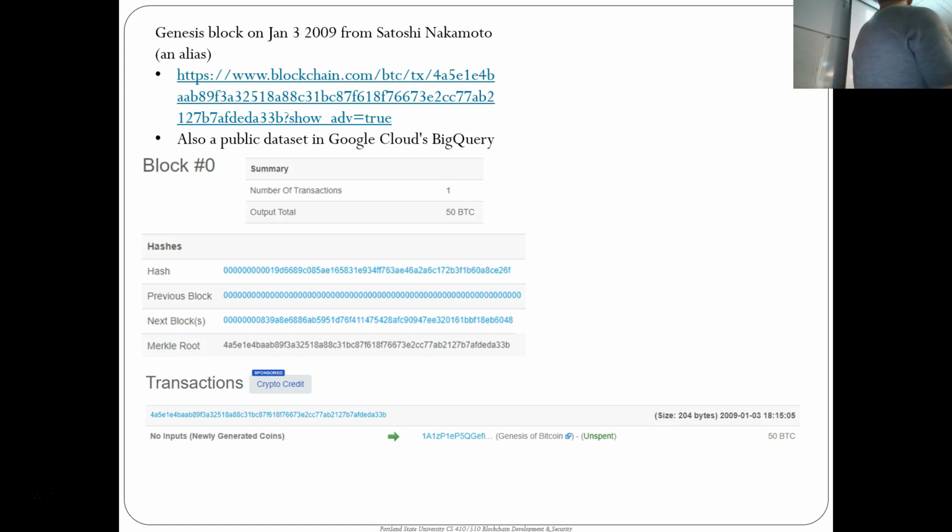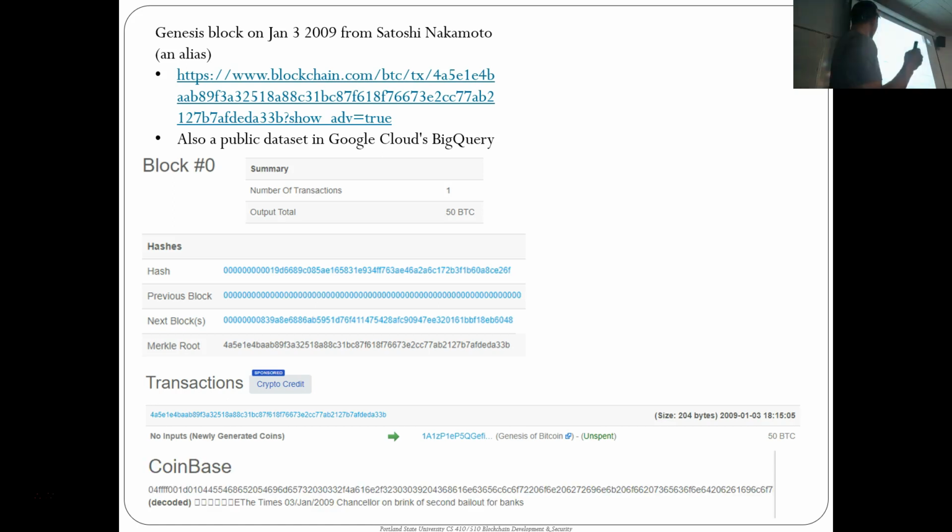And then the next block, so the hash is this, and this is going to be the input for block number 1. And block number 1 was mined, and its block ID is there. Okay.